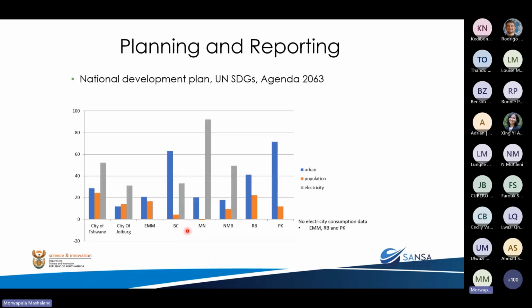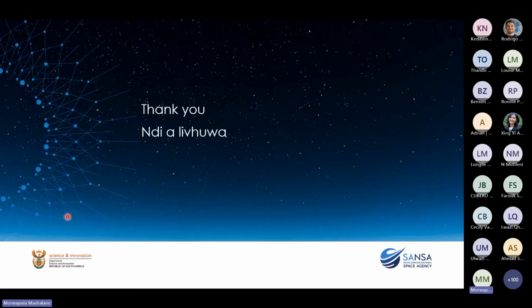That is also very much important in terms of planning and also for reporting in terms of the United Nations Sustainable Development Goals. Also, the access to services. We also assess which people have access to those particular services, in this case, electricity. There are some areas where we don't have statistics of the consumption, but we might know that they have access to the services, but in terms of consumption, it might be a bit of a lack there.